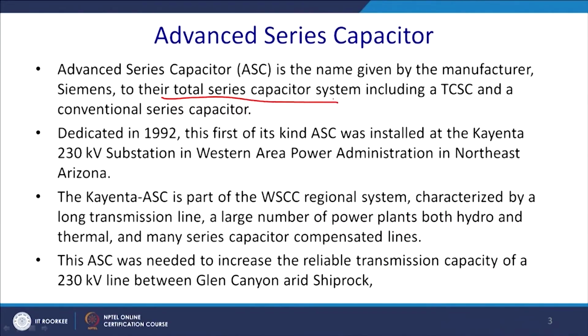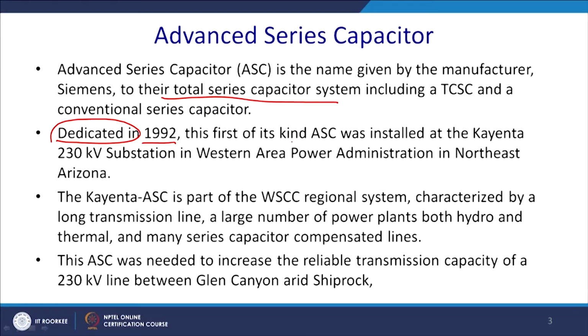Siemens supplied the total series capacitor system, including a TCSC and a conventional series capacitor that is mechanically switched. It was put into operation, in diplomatic or bureaucratic terms we say, dedicated to the nation in 1992. This first ASC of its kind was installed in a 230 kV substation in the western area of northern Arizona in 1992.